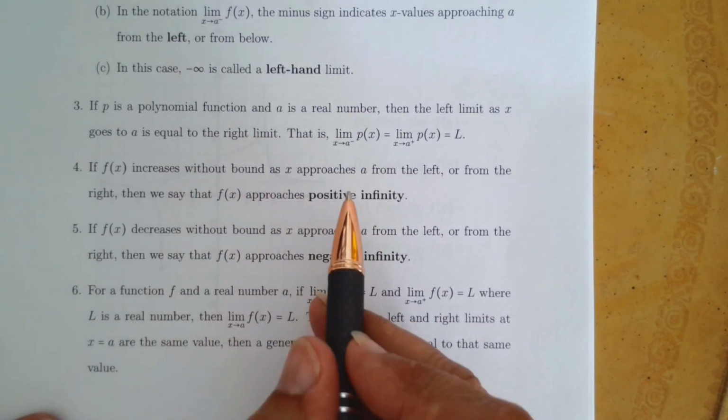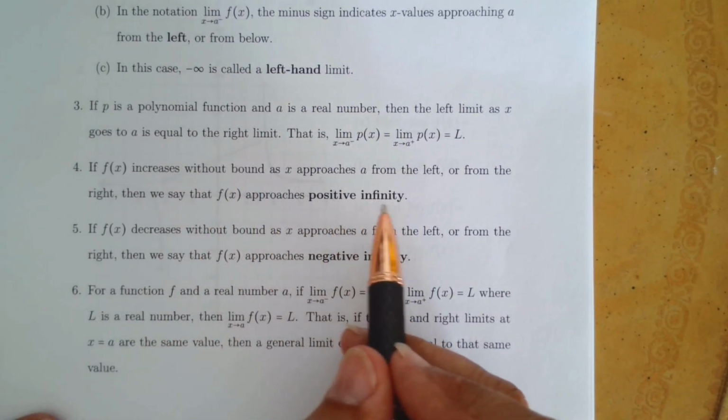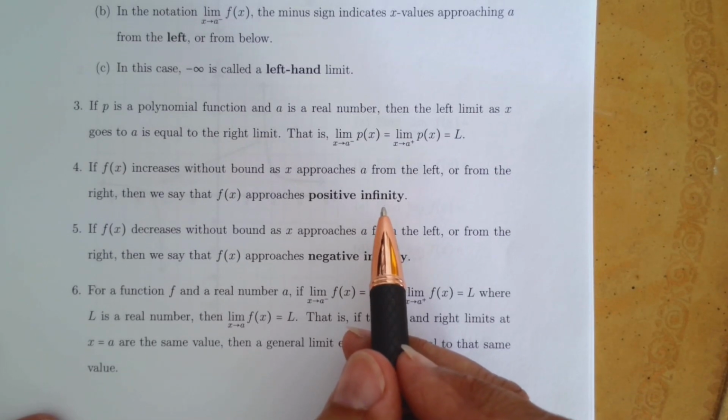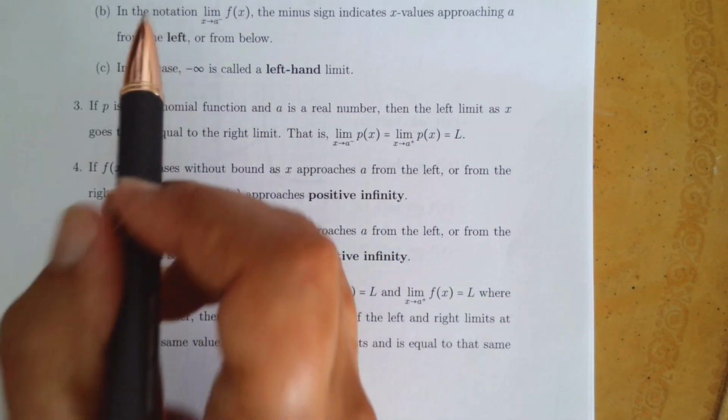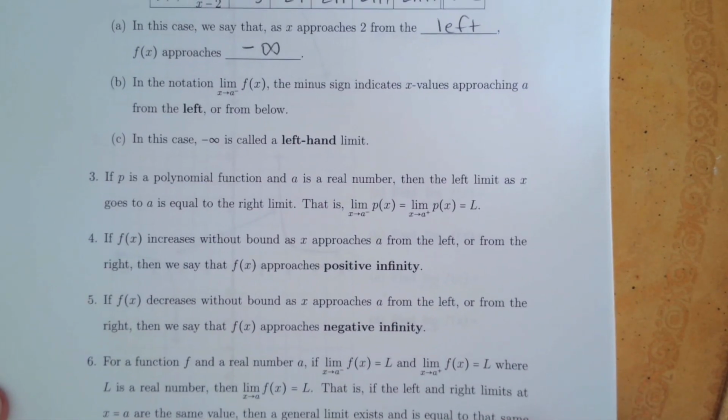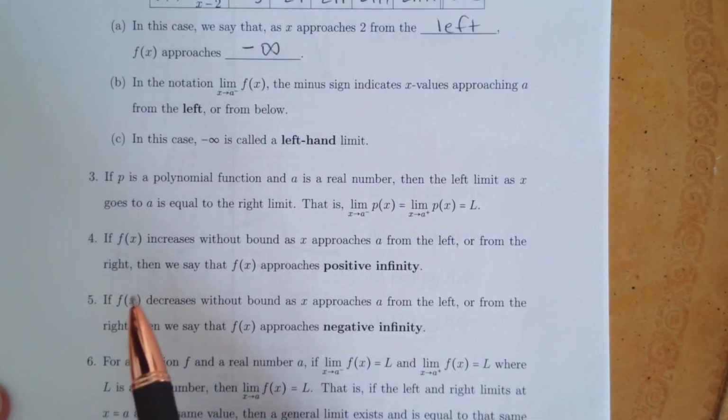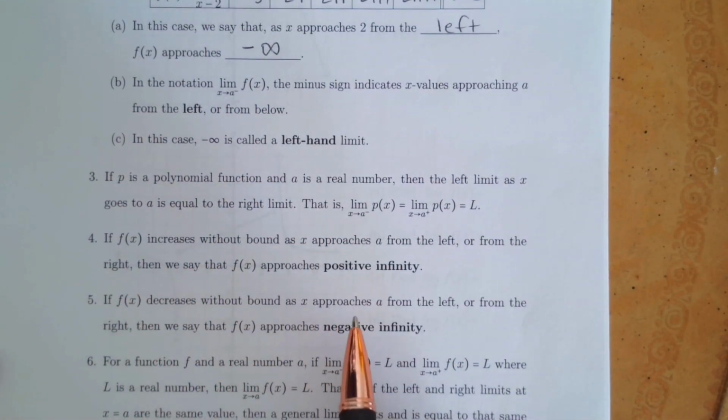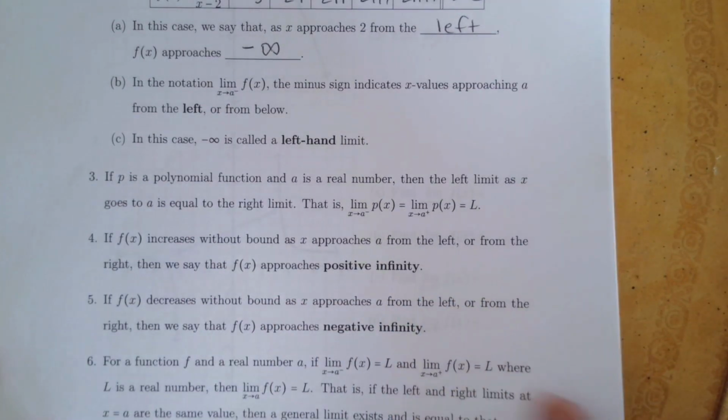All right, number 4. If f of x increases without bound as x approaches a from the left or from the right, we say that f of x approaches positive infinity. All right, so we just said that. If the numbers get really, really big, then we're going to positive infinity. And number 5 is what we just did up here. The numbers decrease without bound, so we say f of x approaches negative infinity. Okay, so those are pretty straightforward.